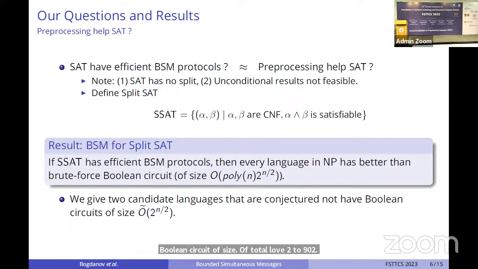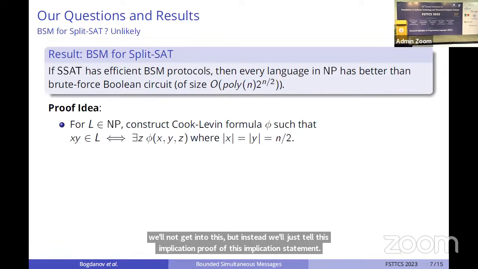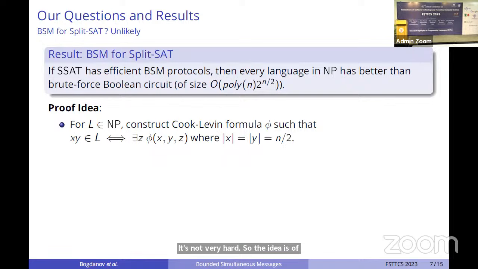But instead, we'll just tell the proof of this implication statement. It's not very hard. So the idea is the following. Suppose you have a split SAT protocol with you. We are going to show that given any language in NP, there is a slightly better circuit that computes the language.